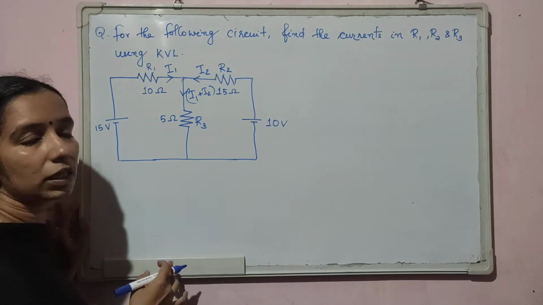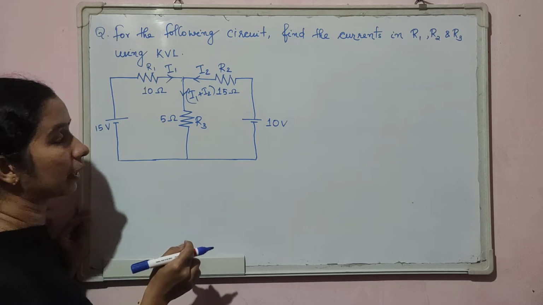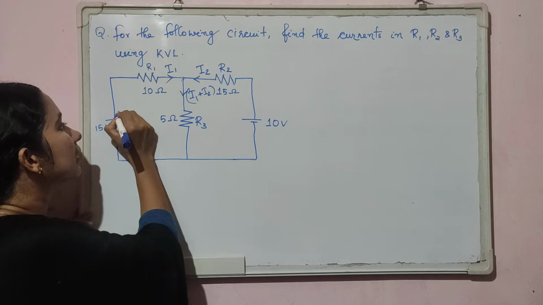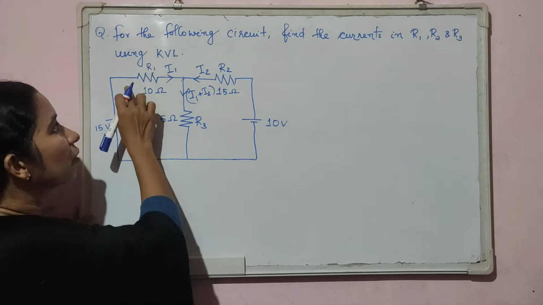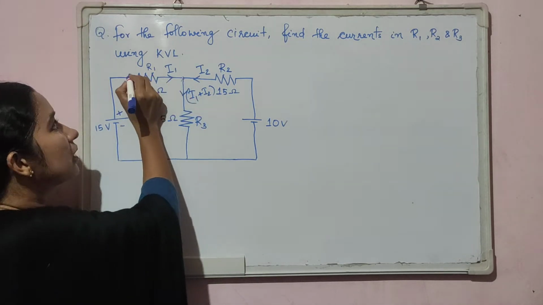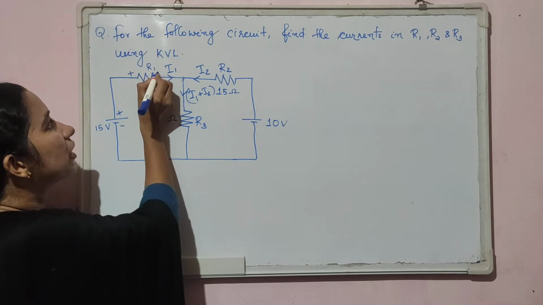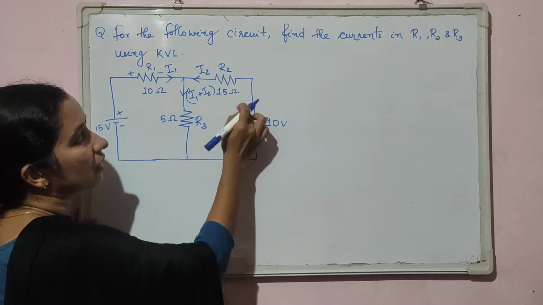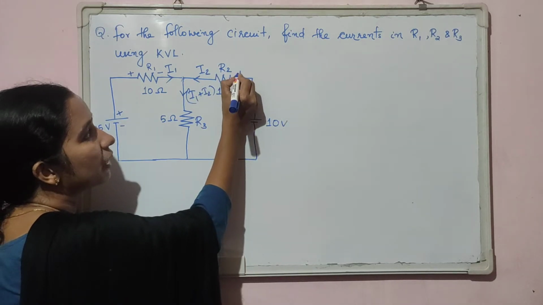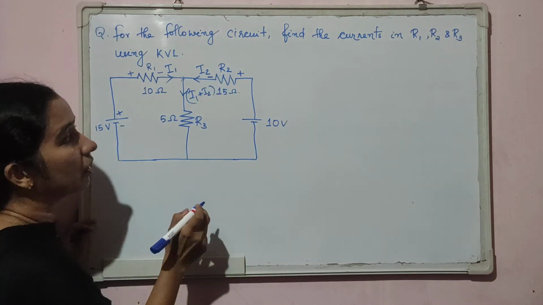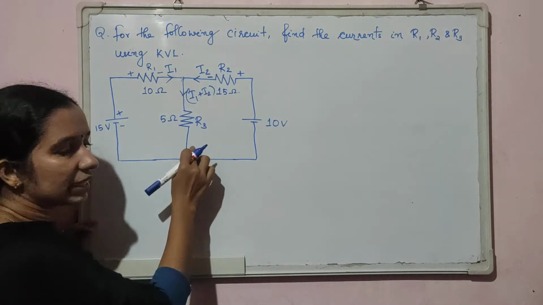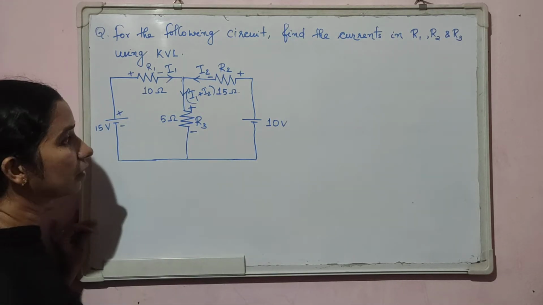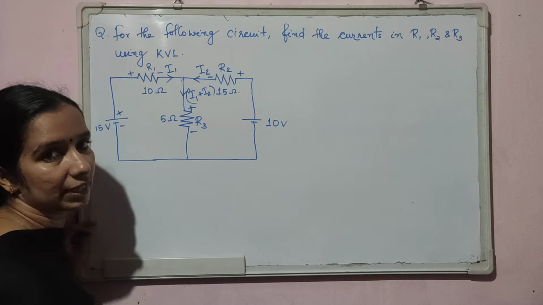Now let us mark the polarities of voltages. This is minus for a battery, this is minus, and this is the positive terminal. Current flows from a higher potential to a lower potential. So I2 is flowing in this direction, from a higher potential to a lower potential, and I1 plus I2 is flowing in this direction, from a higher potential to a lower potential. So we have marked all the polarities.